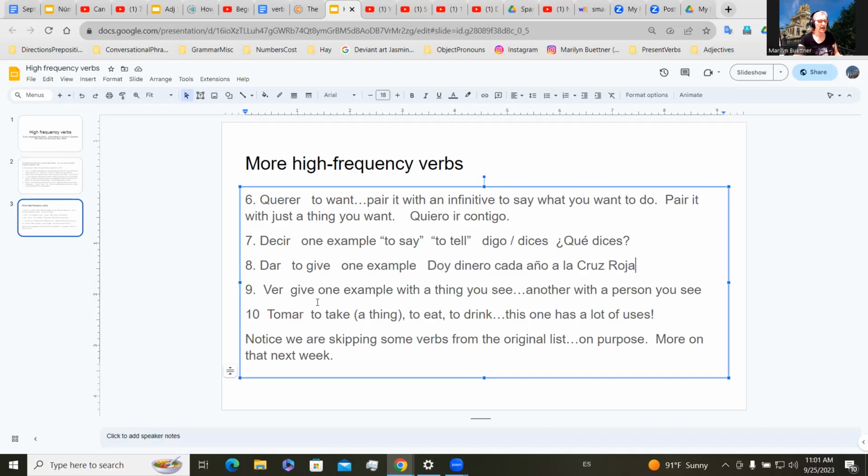Okay. Ver. Hay un ejemplo con ver. Anybody got an example with ver? Yo veo una flor magnífica. Veo una flor magnífica. Muy bien, muy bien. Bueno, otro ejemplo.